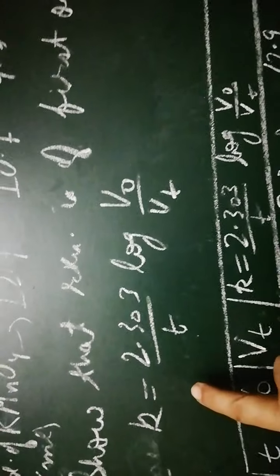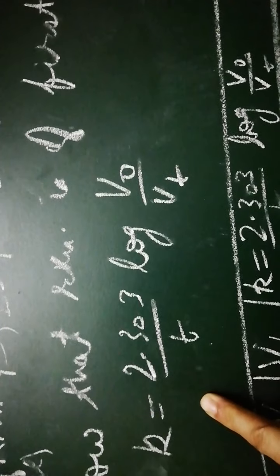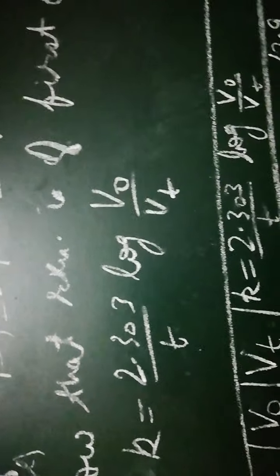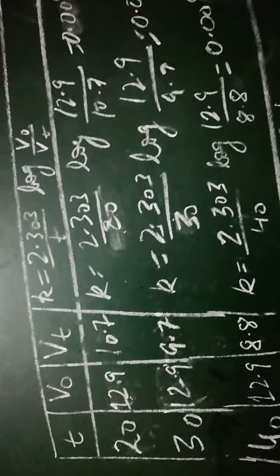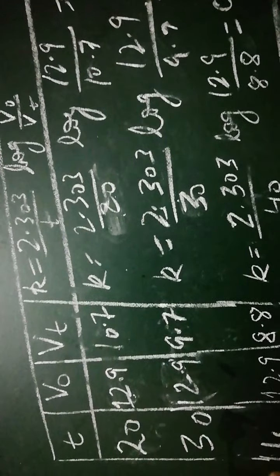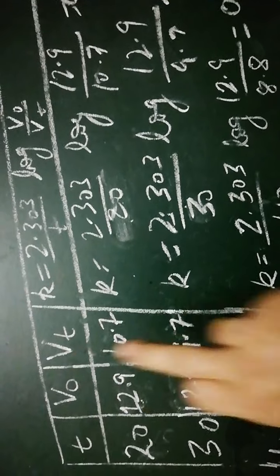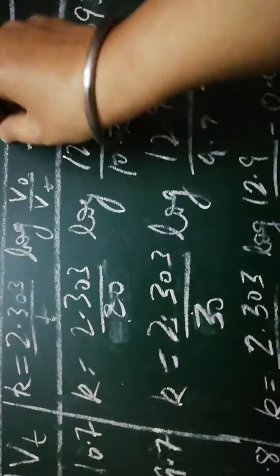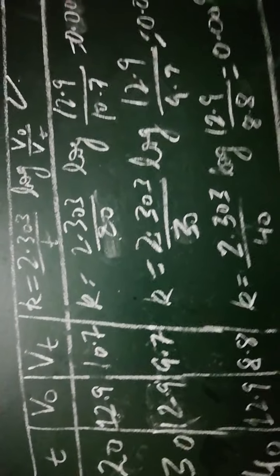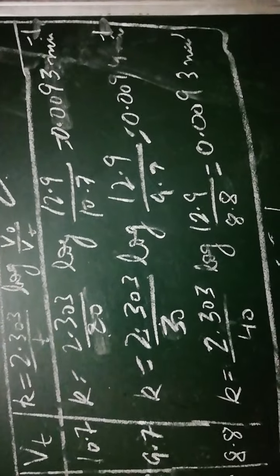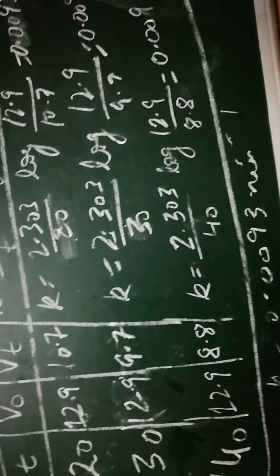So for first order kinetics, K should be equal to 2.303 upon T log V0 over Vt. So in the same way you will make this table. In the first column we have written time, then value of V0, value of Vt accordingly, and in the last column we will calculate the value of K. So at time 20 minutes, V0 is 12.9, Vt is 10.7. So value of K will come out to be 0.0093 minutes inverse. So likewise, at different intervals of time, you will calculate the value of K.